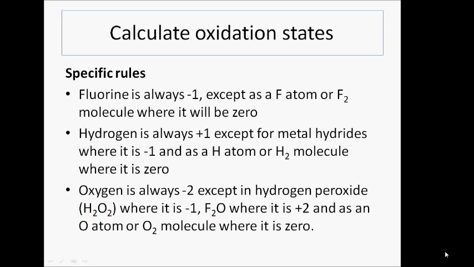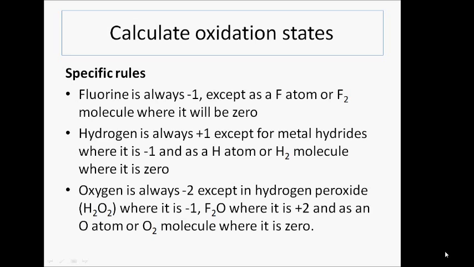The only exceptions are when you've got a fluorine atom by itself and when you've got a fluorine molecule, F2. In both those cases, the oxidation state would be 0. But unless it's a fluorine atom or a fluorine molecule, where it will be 0, it will always be -1. So I've put fluorine at the top of these specific rules because it is always -1.